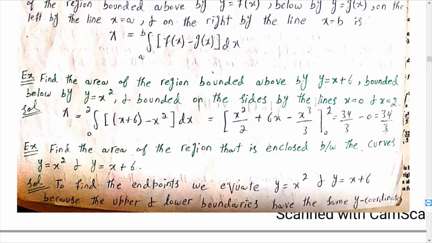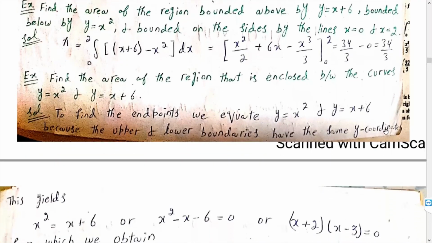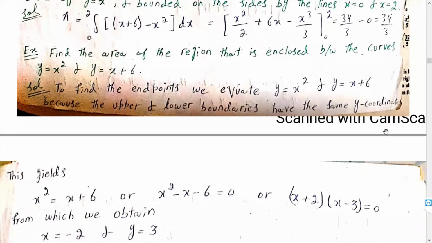But life is not simple every time. So in the next question, you have to find the area of a region that is enclosed between the curves y equals x squared and y equals x plus 6. Now here you don't know the limits. So you have to find the limits, and then you have to check which function is above and which is below. So you have to sketch the graph also.